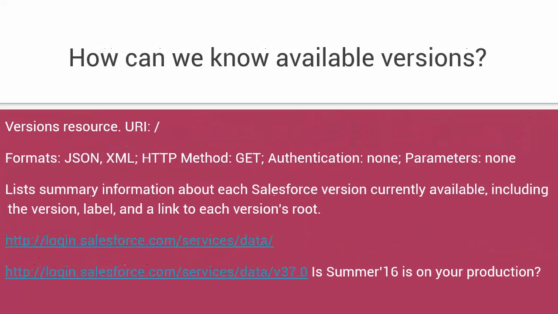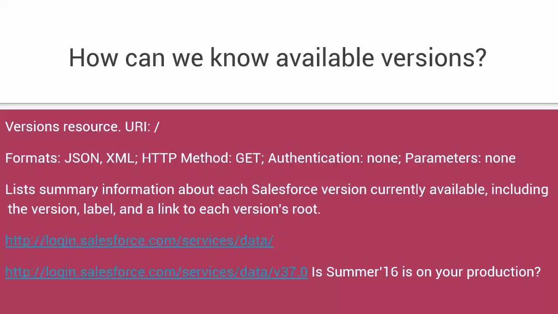How can we know the available versions? This is simple if you use the versions resource, which is just a slash starting from services/data. It supports formats JSON and XML and HTTP GET, and doesn't require authentication or any parameters. It just lists summary information about each Salesforce version currently available on this instance, including the version label and the link to each version root.